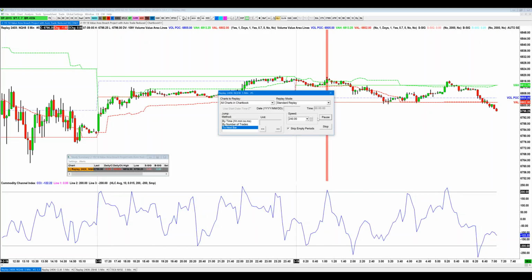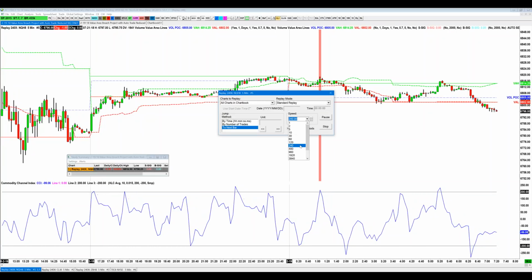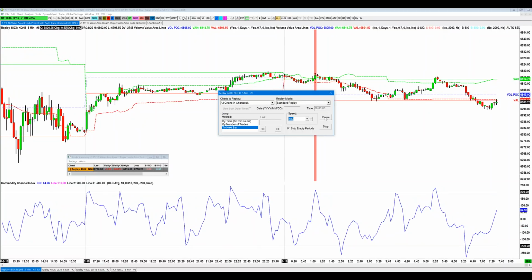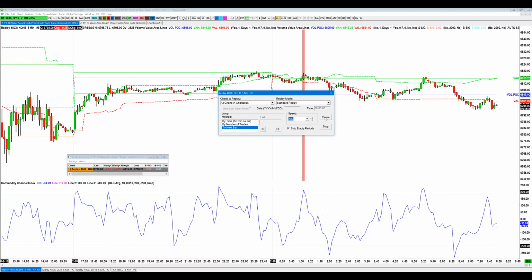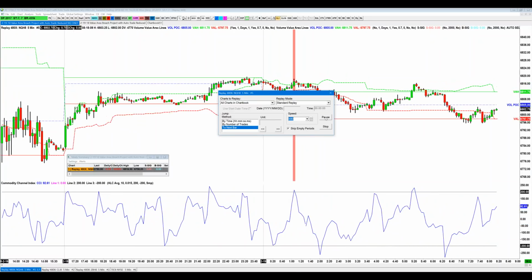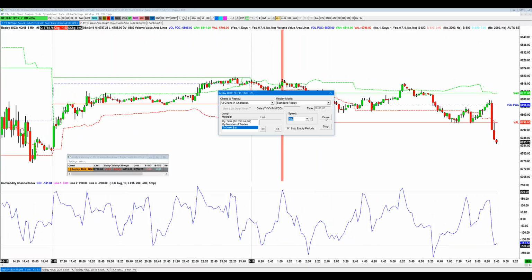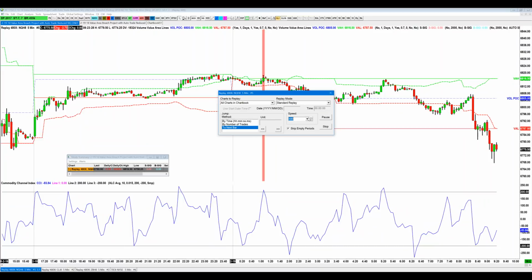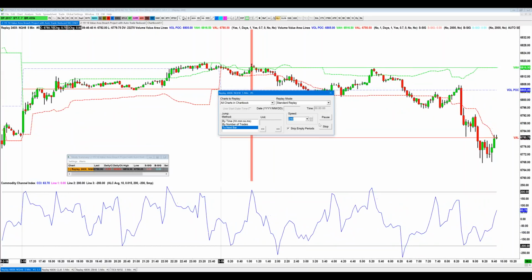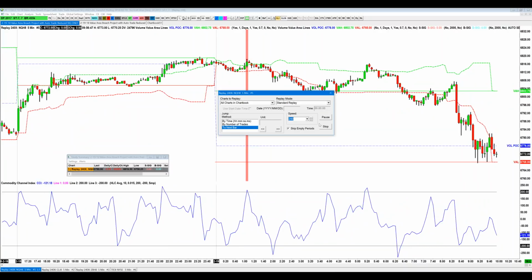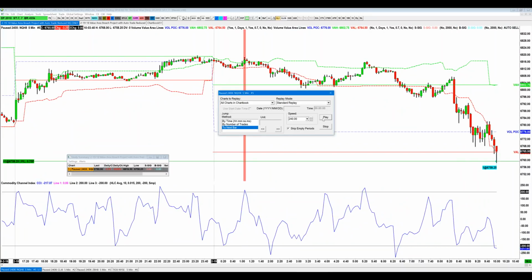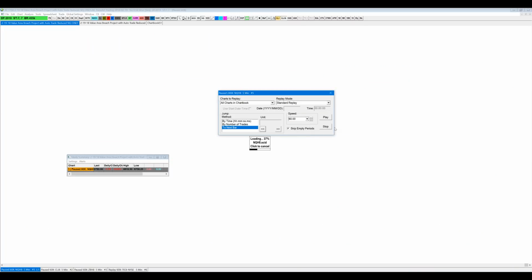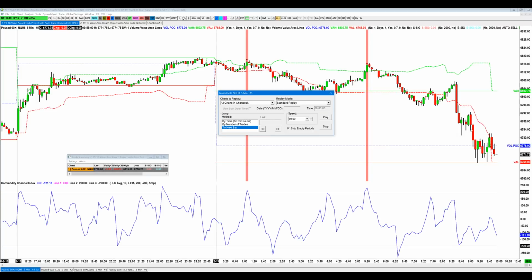Okay, so let's let that happen again. Let's go even a little bit faster. So you must have that send orders to trade service set to no if you want a trade to actually fire in the replay mode. Okay, so you see that CCI coming down like that. Okay, so let's go a little slower. Okay, so the CCI is coming down.